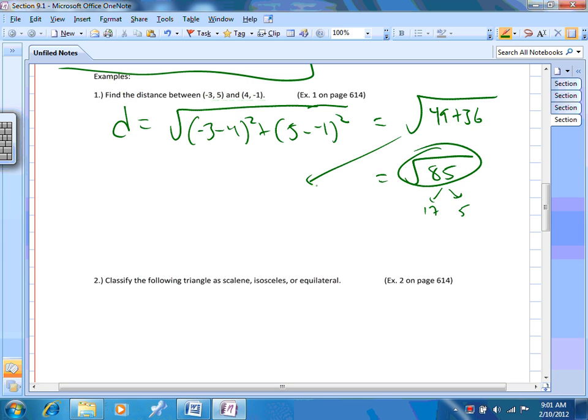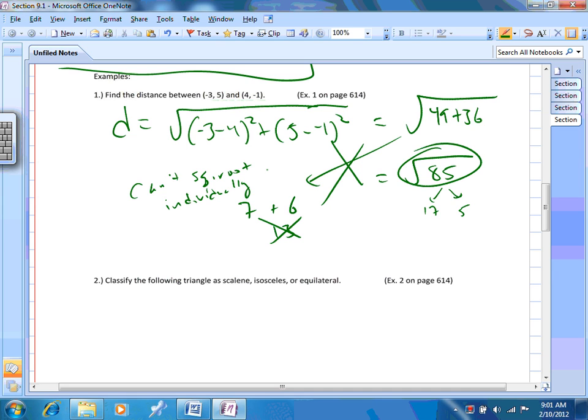Please, please, please don't do this. Some students will accidentally say, oh, well, root 49 is 7 plus 6, this is 13. You cannot add square roots that way. You can't square root it individually. So please don't do that. That's a common mistake some people make with this.